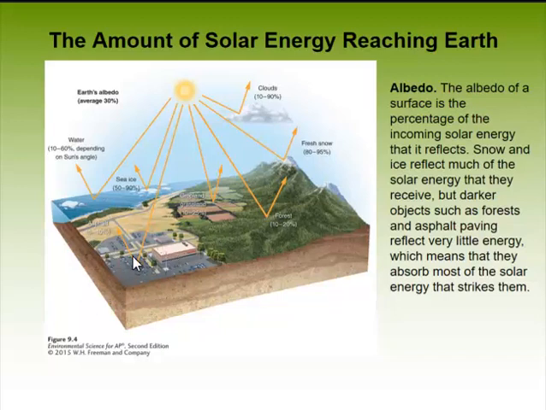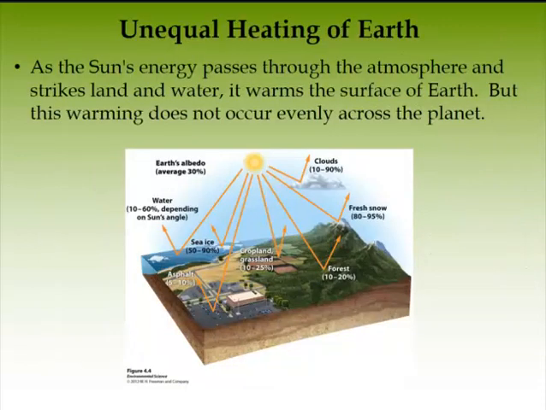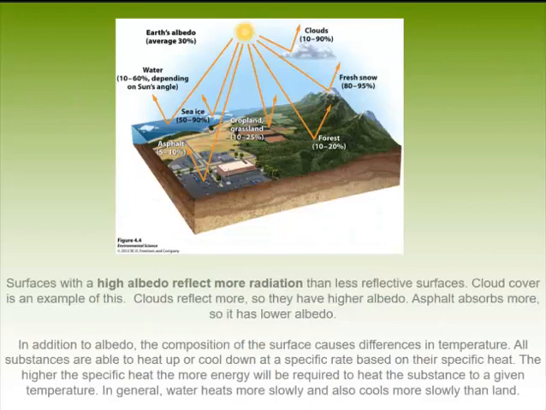Now, of course, it doesn't just have to do with the color of whatever that surface is. It also has to do with the material that it's made out of. So like water, water can have a low albedo, but it also can have a high albedo depending on how much energy it's absorbing, the temperature that it is, and the intensity of the rays. And clouds also can have a pretty high albedo or pretty low, depending on the type of cloud and how high the cloud is in the sky. So this is important because this is another reason that the surface of Earth is unequally heated, and that unequal heating is actually a good thing. So remember that high albedo reflects more radiation.